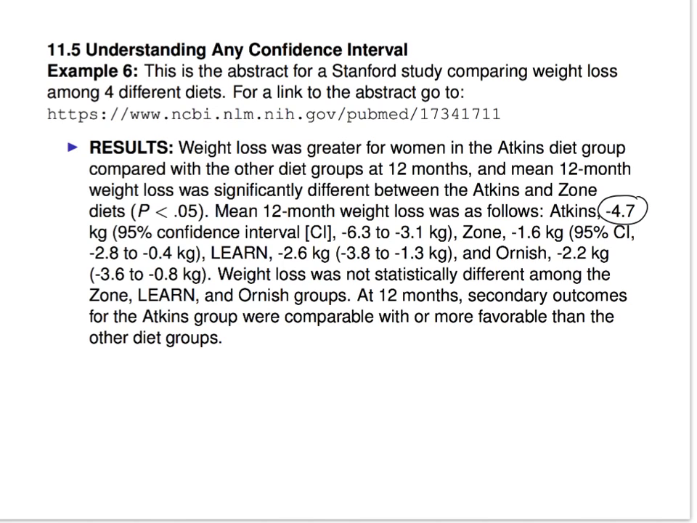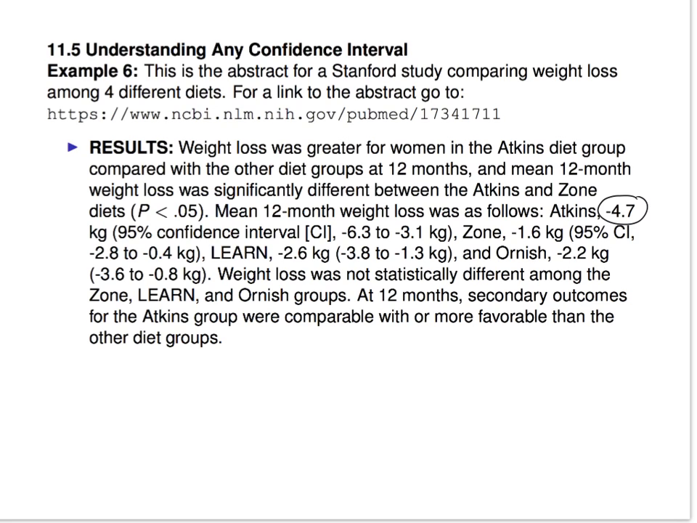For the Zone diet, it was negative 2.8 to negative 0.4. Notice that those two intervals don't overlap, which is how they could conclude there was a significant difference between Atkins and Zone. But they didn't say it for the others because the others have a little bit of overlap. LEARN was negative 3.8 to 1.3, so there's a teensy bit of overlap there. And the Ornish was minus 3.6 to 0.8. So they also couldn't conclude that they were very different because there was some overlap. But anybody looking at those intervals can see that there isn't all that much, right?